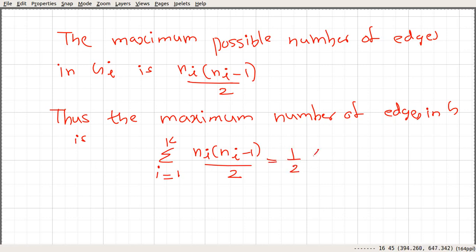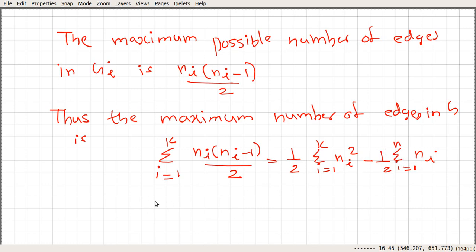half times sigma i equal to 1 to k, ni squared, minus 1 by 2 sigma i equal to 1 to k ni. Okay, so what I did is I distributed this ni. So it is half into sigma i equal to 1 to k ni squared minus 1 by 2 into sigma i equal to 1 to k ni.